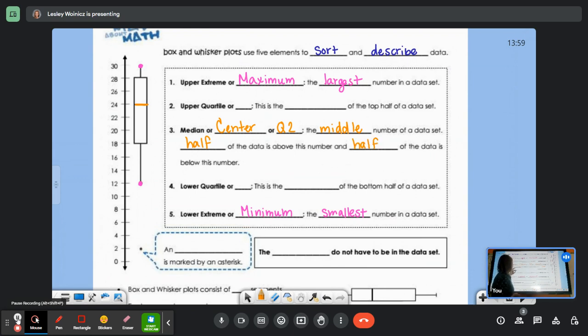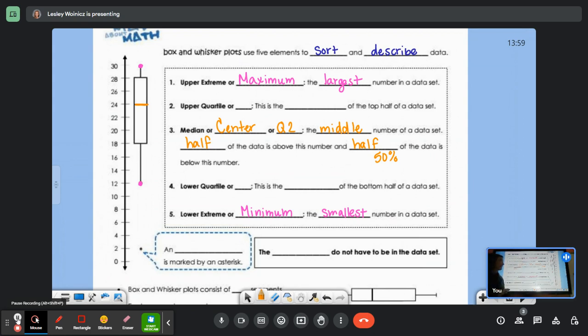In addition to writing half, I'd like you to please write 50%. As long as you have it on one, that's fine. Everyone knows that 50% is half, right? 50% of 200 is 100. So already we've got some vocab that we know.